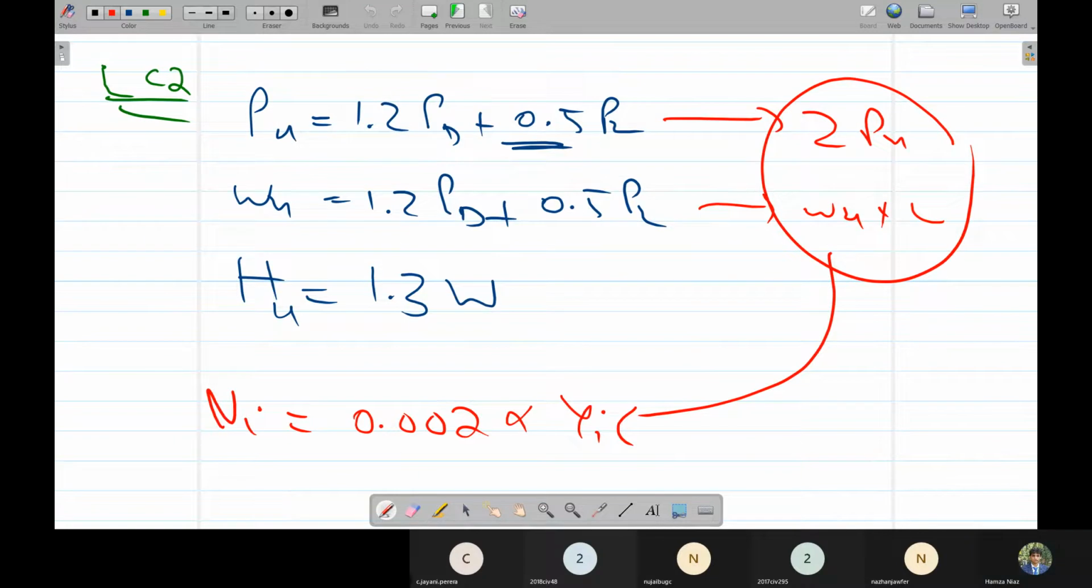Any problem in this part? For that first step.